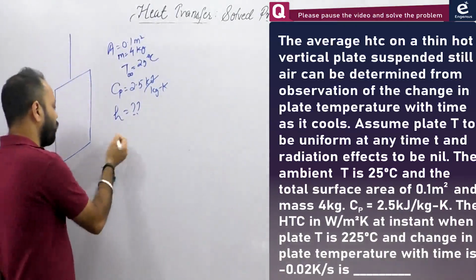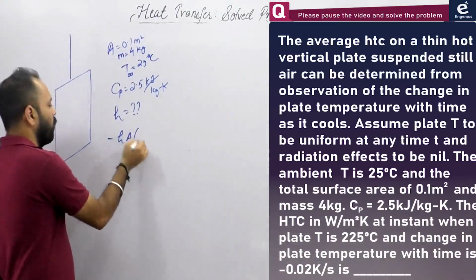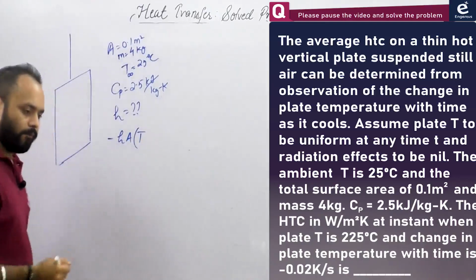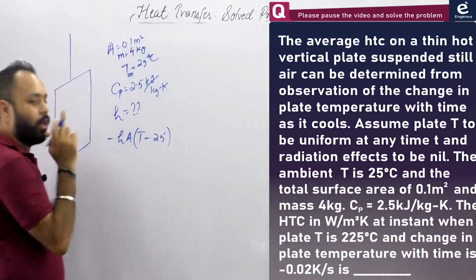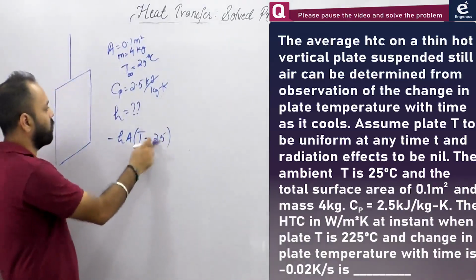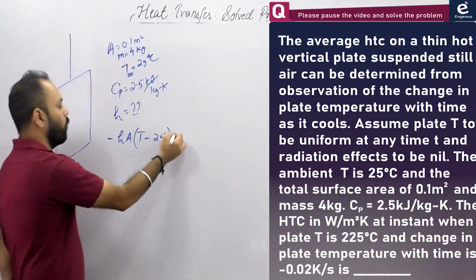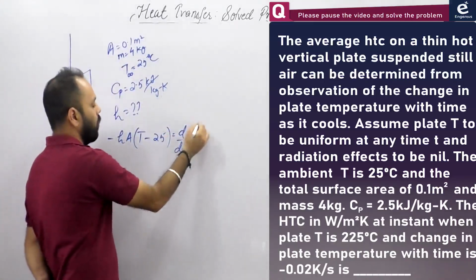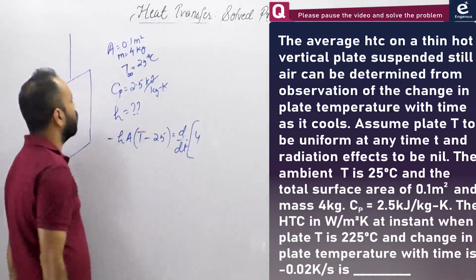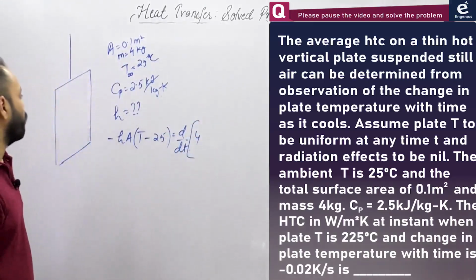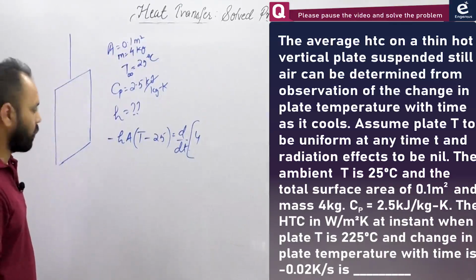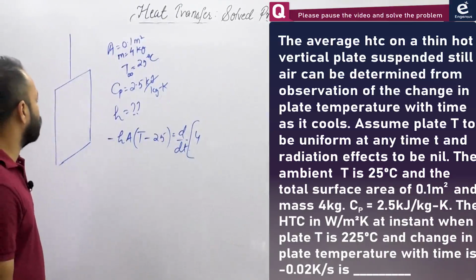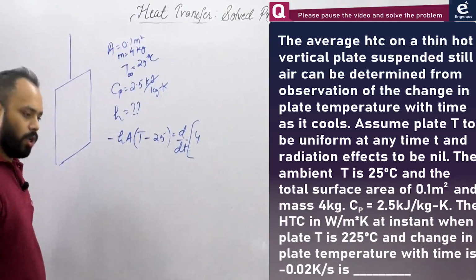So that is, if you write the balance, then minus HA, let plate temperature is T, fine, and 25, correct? Don't ask me, sir, why this is in Celsius, this is in Kelvin, doesn't matter. It's equal to d by dt, mCp, what is m? 4. Correct? A is also given to us. Okay. What is Cp? 2.5 kilojoules, right? Cp is 2.5 kilojoules per kg per Kelvin. M is in kg. Fine. Okay. What is the value of H? H we have to find, right?